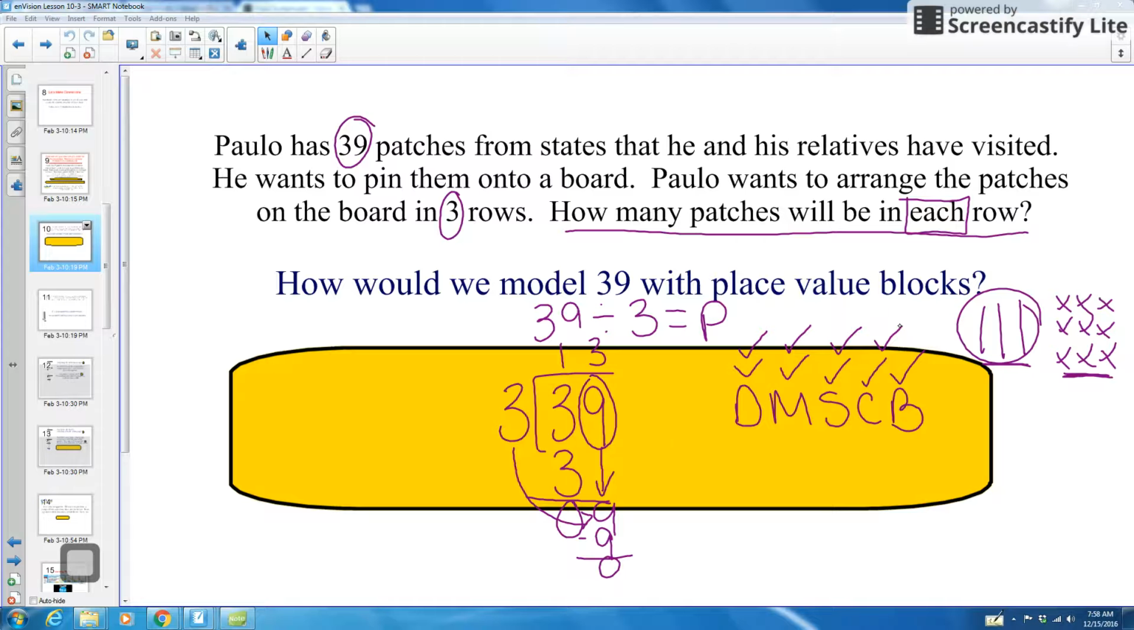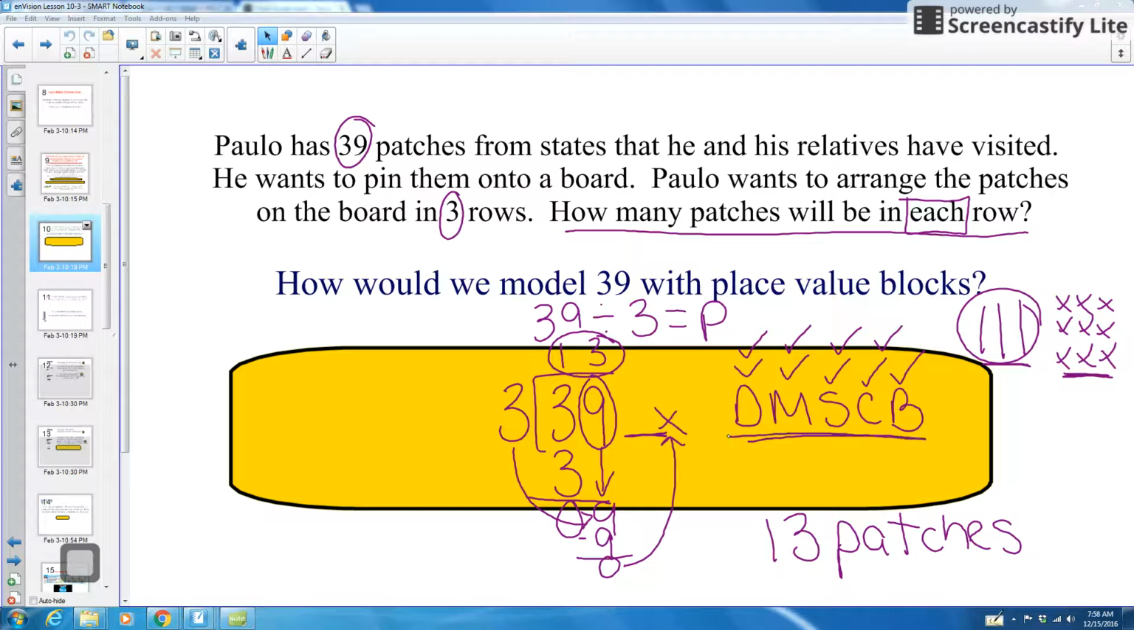And I have nothing left to bring down over here. And 0 is just a 0, so I do not need to worry about a remainder. So in this case, how many patches could go in each row? 13 patches. Okay, so it's an extra step. We're going to repeat this Does McDonald's sell cheeseburgers until we have no more numbers to bring down.